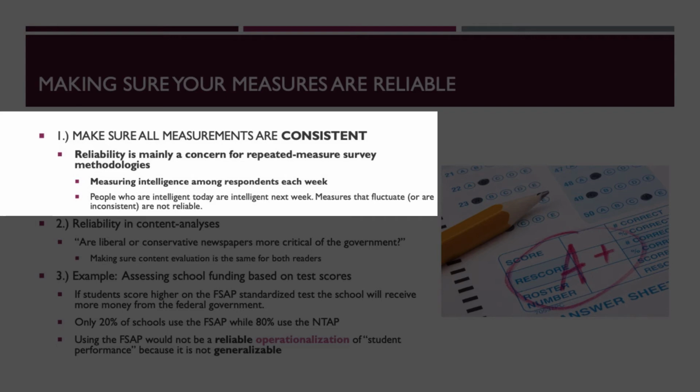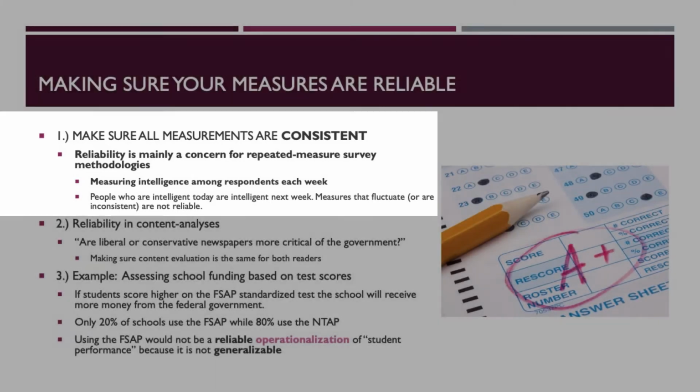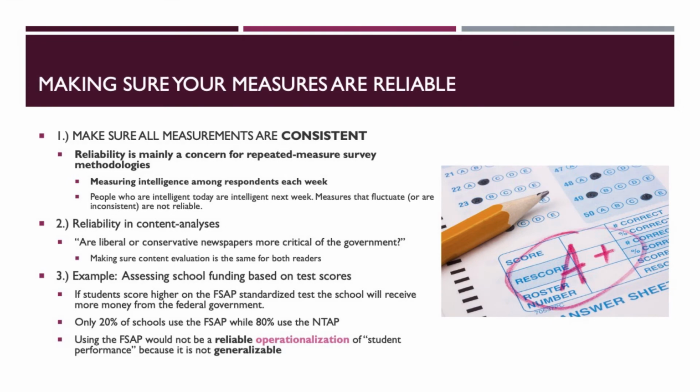So say you were measuring intelligence among respondents for each week. We know that people who are intelligent today will be intelligent next week and the week after that. So if our measures are fluctuating significantly or they're very inconsistent week to week, we would have to consider that as perhaps not a very reliable measure. And one of the things that can be a little complicated about reliability and validity is that if, in this case, this measure for intelligence is not reliable, it's probably because it's not measuring what it's intending to measure. It seems like it's measuring something else, so it's not reliable and it's probably not valid either.